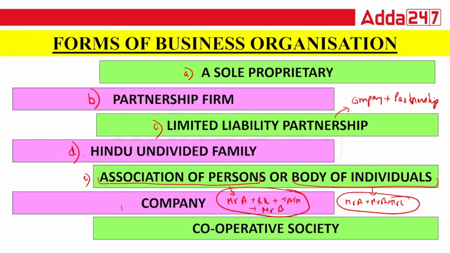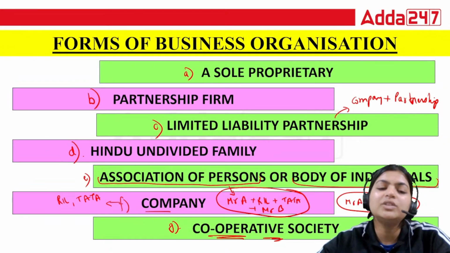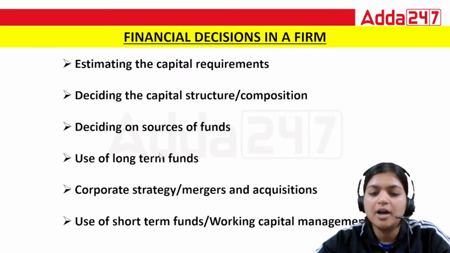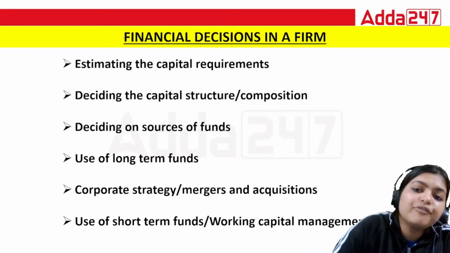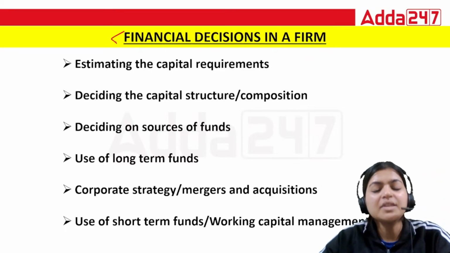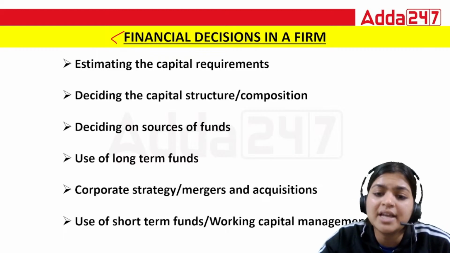Then next is your company, like your Reliance, Tata, all these are your companies. Then cooperative societies. Cooperative societies are like your NGOs, who are working not for any profit motive, correct? So these are the different forms of business, or you can say organizations. Now coming to the next part, that is financial decisions in a firm. Now, what are the decisions you will take in your organization?